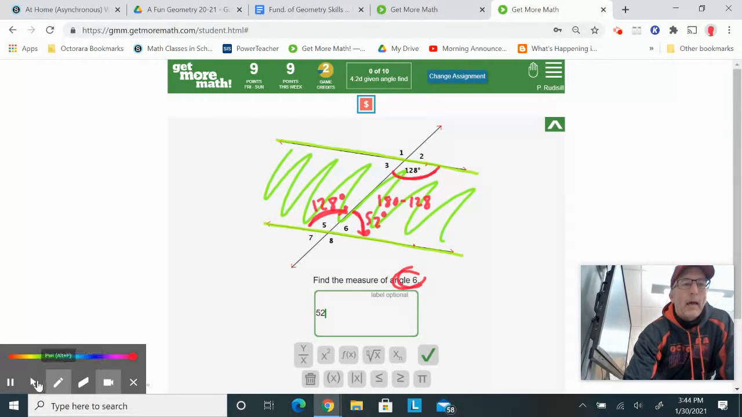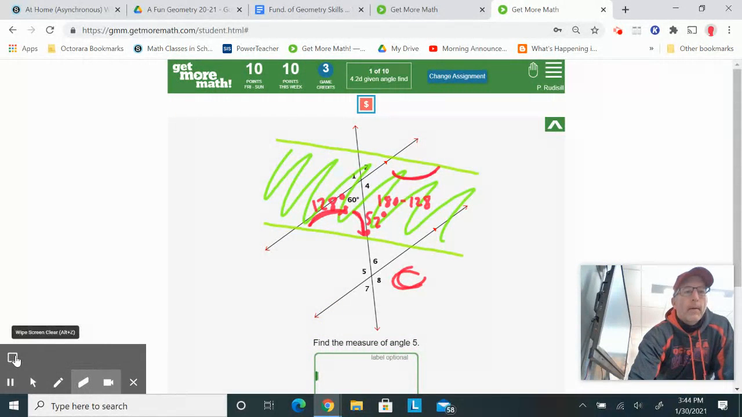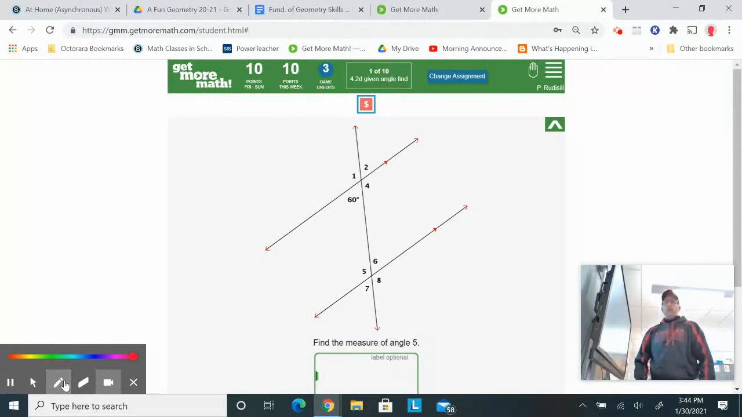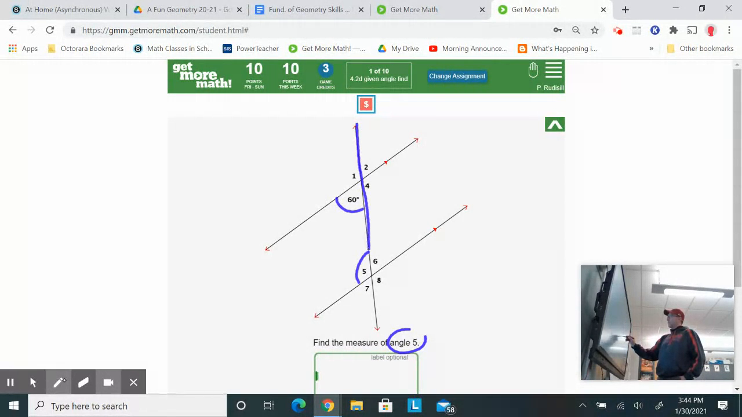So what that is telling us is that when we have parallel lines and a transversal, and we're supposed to find the consecutive angle to the one that's given, just like this one, we're given the 60-degree angle here. We're supposed to find angle 5. They're consecutive. They're on the same side of the transversal.